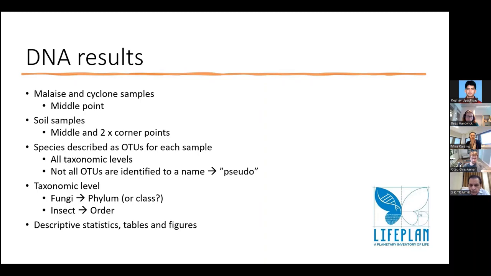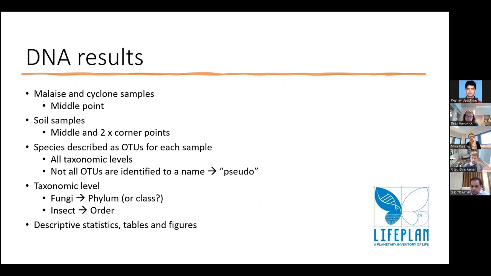Also, these results may be presented to different taxonomic levels. For example, in the fungal samples from soil and cyclones, it might be more relevant to use phylum or class level of taxonomy. Whereas with insects, the level of order is good to use because it's not as diverse, so it's easier to present the results.